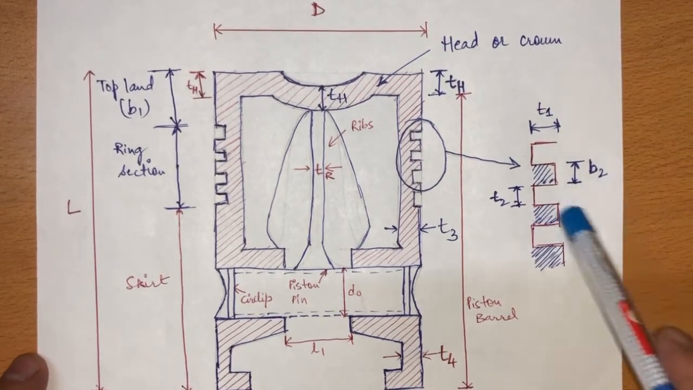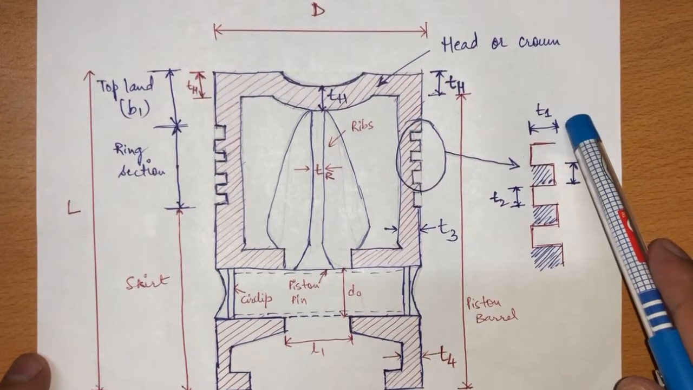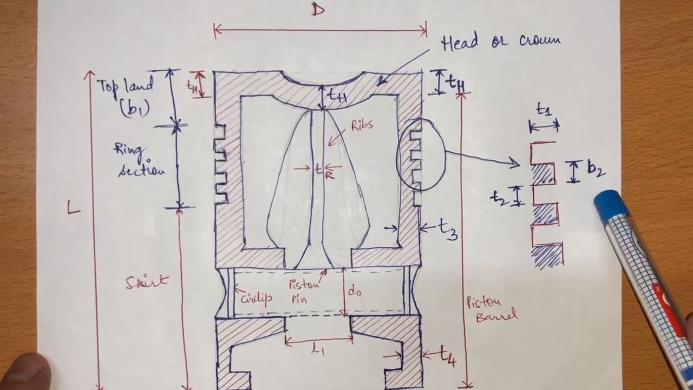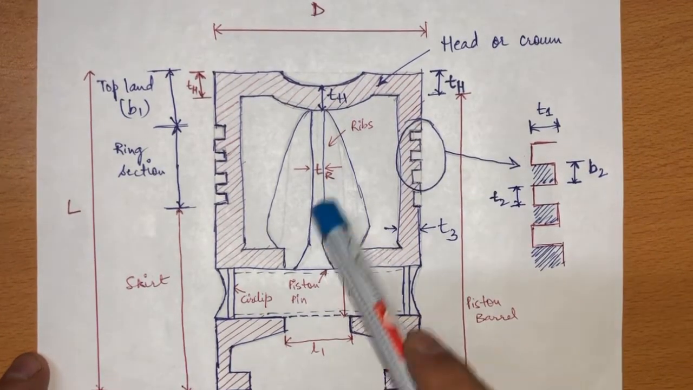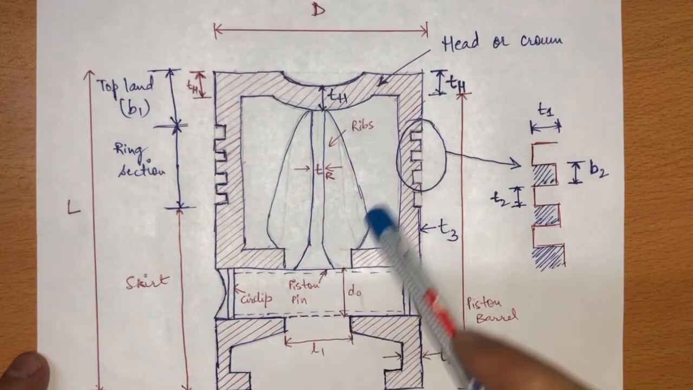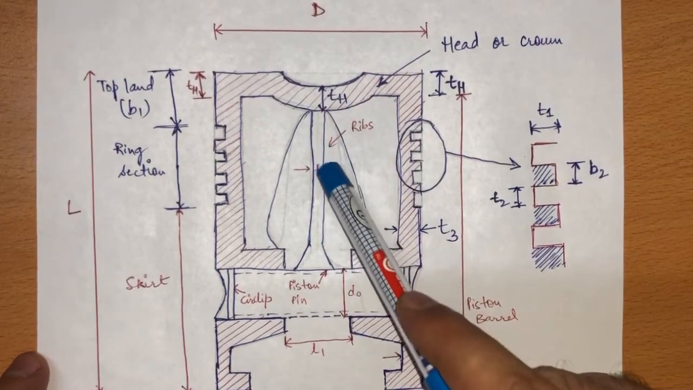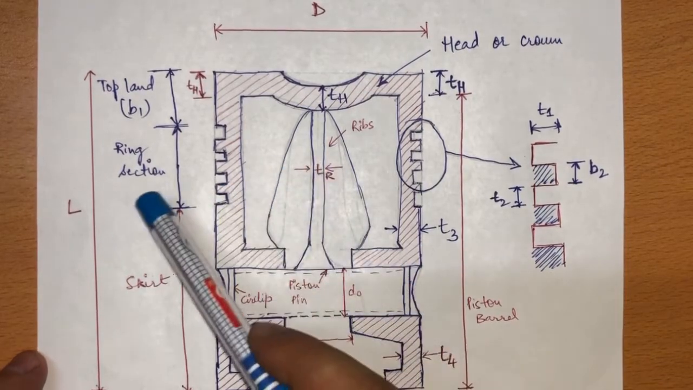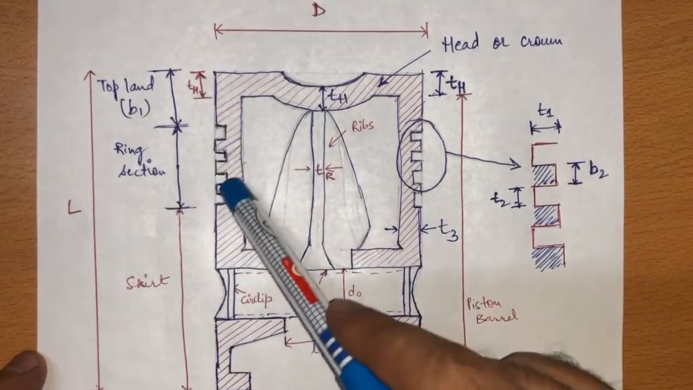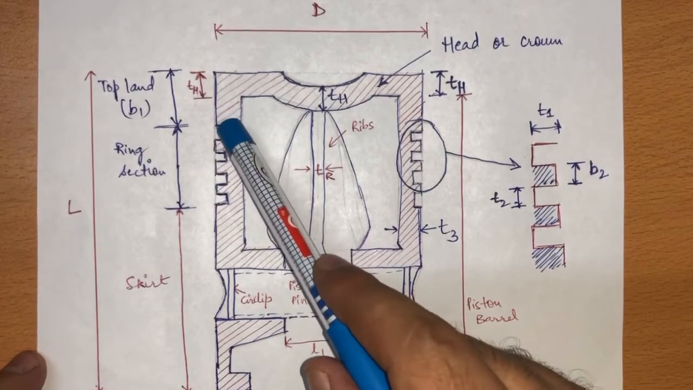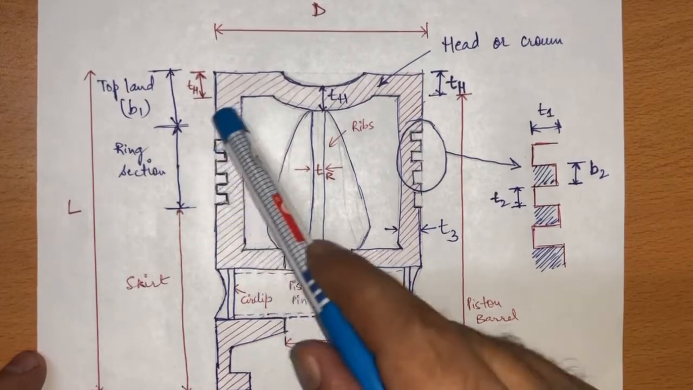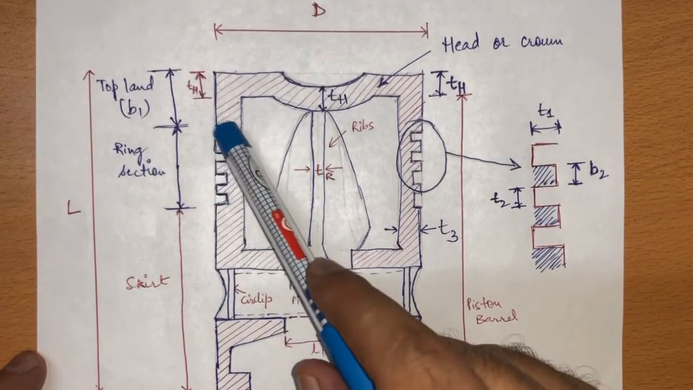These are the thicknesses, wherein T1 is the radial thickness, T2 is the axial thickness, and B2 is the land section wherein the rings will be resting. There are ribs provided at the center of the piston. The conditions of applying the ribs will be discussed further. The ring section has all the grooves, which comprise the oil scraper rings, which are at the bottom, and the compression rings, which are at the top.